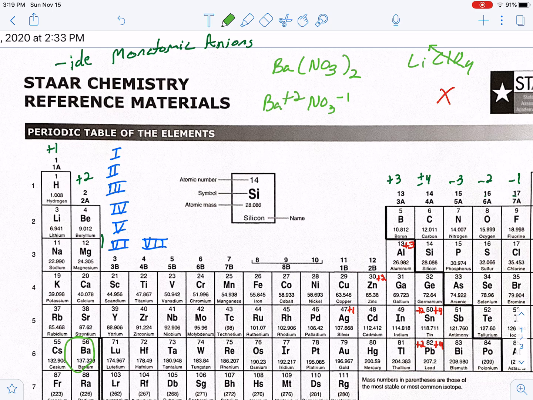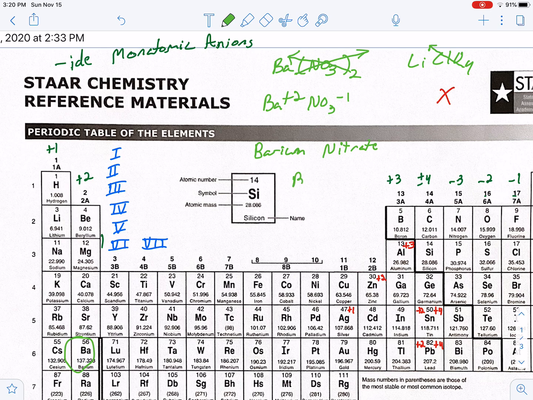Okay, so this is where the reverse crisscross method could work. So you could take this 2 up here and this 1 up here. So it does work, but you just got to be careful. I would check yourself with your list and your periodic table to make sure. Okay, and this would just be Ba is barium. It is not a transition metal, so we don't need a Roman numeral. So it would be barium nitrate.